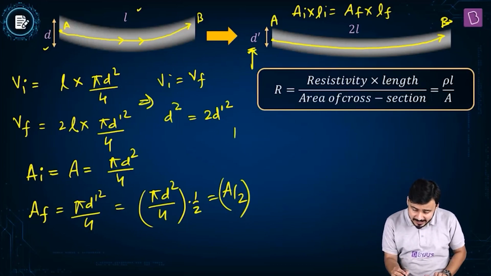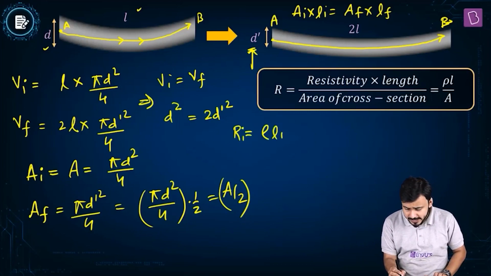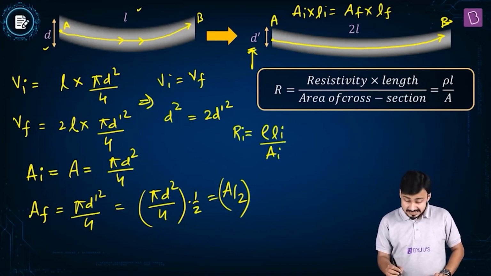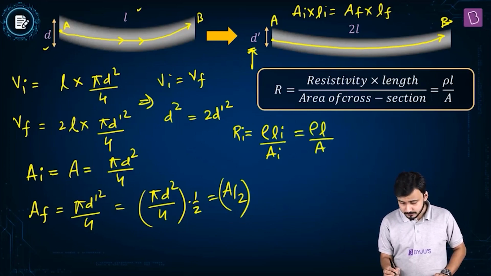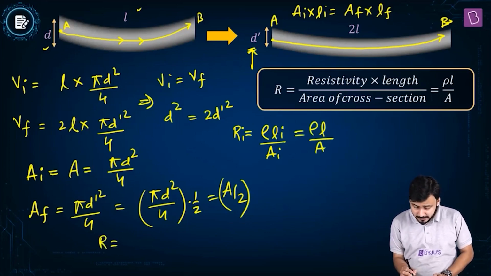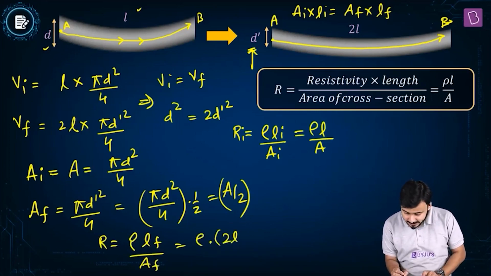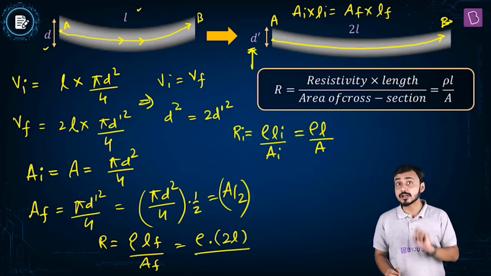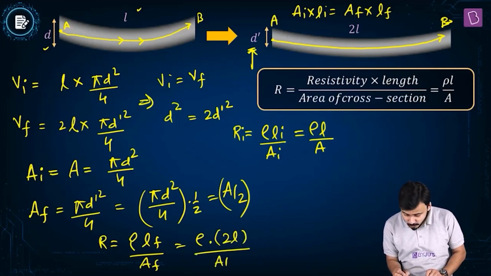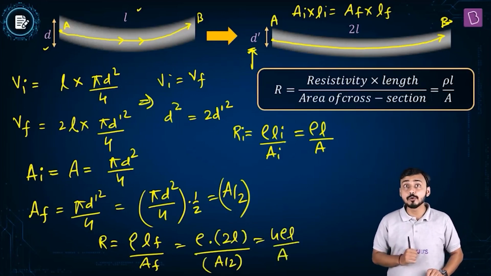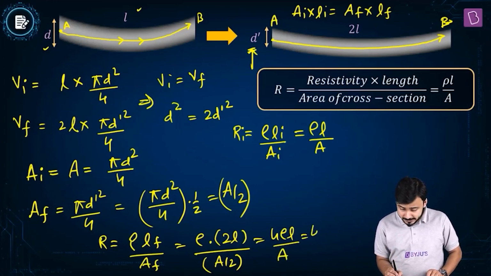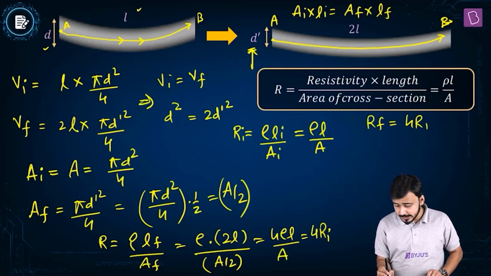In this case, R initial will be equal to rho into L initial by A initial. That is rho L by A. And R final will be rho into L final by A final. That is equal to rho times, what is L final? That is 2 times L. And what is A final? Final cross-sectional area, that is A by 2. So that's 4 rho L by A. That becomes 4 times R initial. So R final is 4 times R initial.